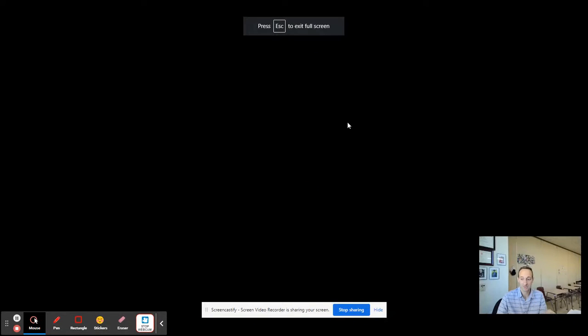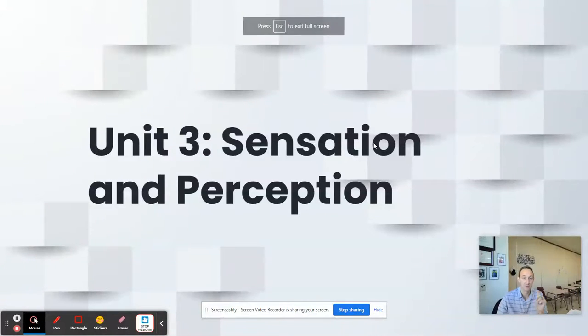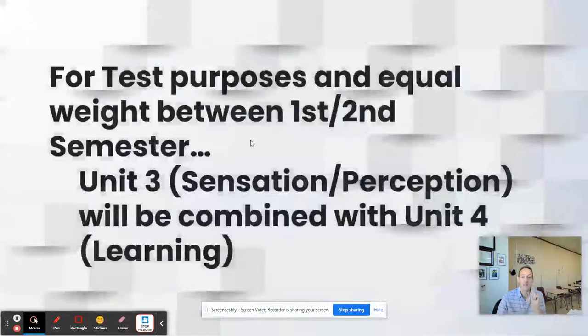So sensation and perception is today's conversation and will be for this week, as well as basically next week up until we get to that little break we have at the end of October. And then eventually we'll be getting into learning, which is also known as behaviorism. And this will also help equal weighting between first and second semester. There are 9 units, and that doesn't really evenly split up between first and second semester. So by combining these two, we can stick with 4 units in the beginning, 4 units in the second semester.